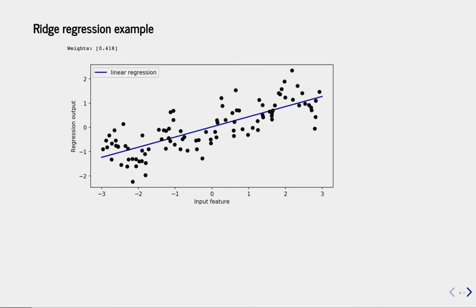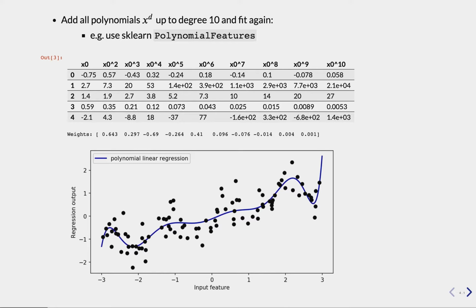Does this actually help us? Well, this is some data. If we fit a linear regression to these points, we only have one input feature x, and that's the output. Because we only have one input feature, we can only learn one weight. There's a bias as well, which is not shown here, of course. And now, by adding these features, we can learn more complex models.